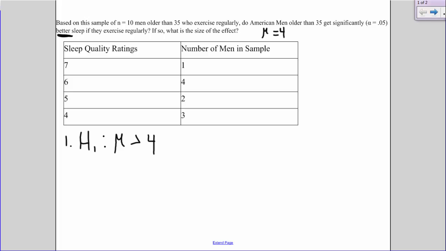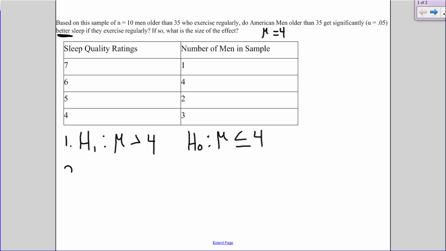So in the previous example that you watched, Dr. Marshall's example, the population mean was stated to be 4. I'll keep it the same way here. So if it's not greater than 4, then your null would say, well, if they're not getting significantly better sleep, then they're either getting significantly worse sleep or their sleep quality hasn't really changed. So that would be your null hypothesis in symbols.